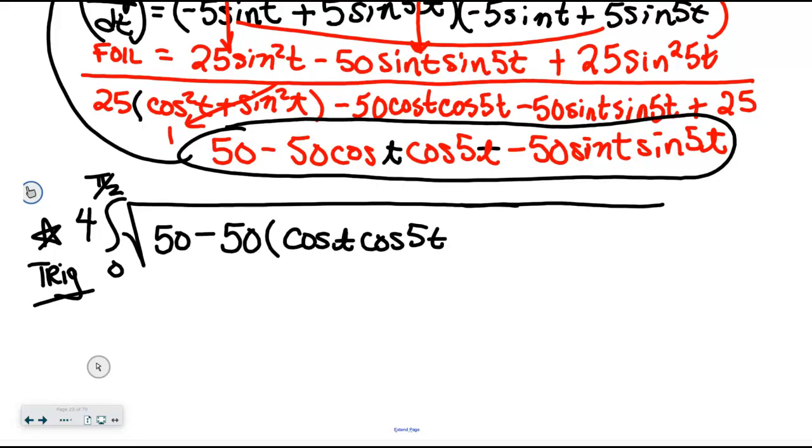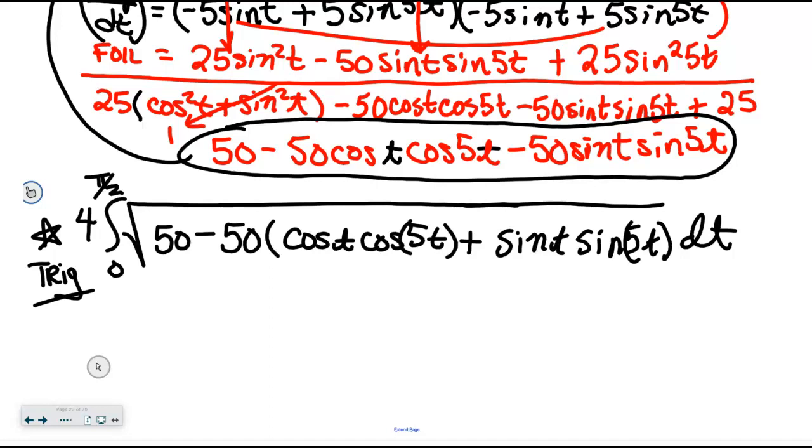So 50 is 50. I'm taking a 50 out of here so I can have cosine t cosine 5t, and then it'd actually be plus. Watch my signs, right? And then it'd be sine t. Now, a couple of you are on math team, right? Are any of you guys on the trig part? All right, somebody said yes. So, Greta, the trig identity I'm going to use, you've probably used in math team. I'm one parenthesis short here. Sorry, I have OCD. All right, there you go.